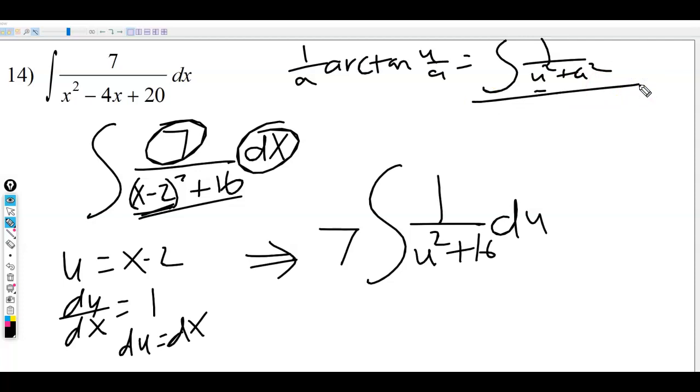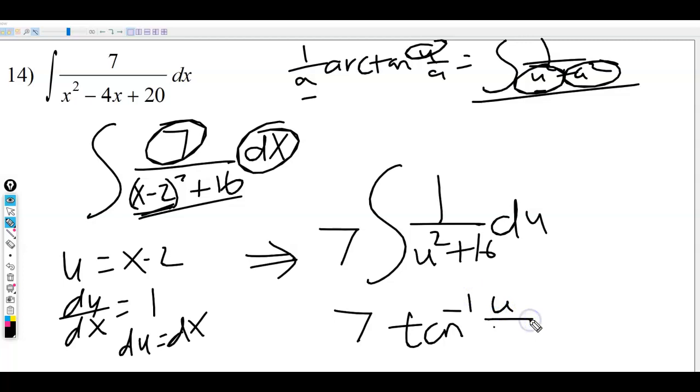And the way we do this is the a is the square root of this number, and the u is the square root of this number. So we have 7 arctangent, which can be written as tangent with a little negative 1, and it's going to be u over 4. Oh, and I forgot to put 1 over a in the front as well. So the square root of that is 4, right? So we should also have an over 4 in the front, plus c. And then finally, we go back and replace the u once again with what u equaled originally.